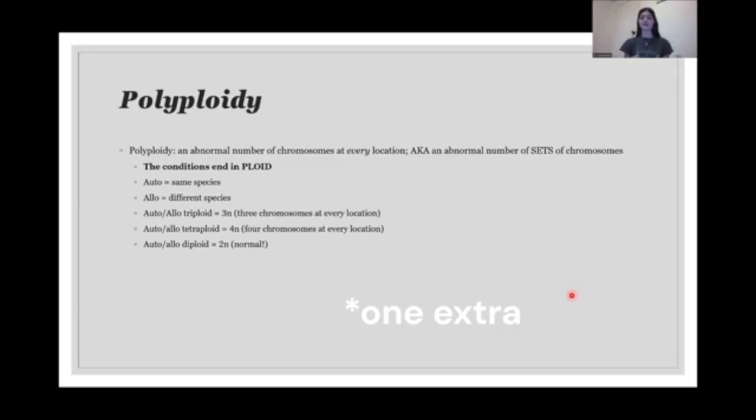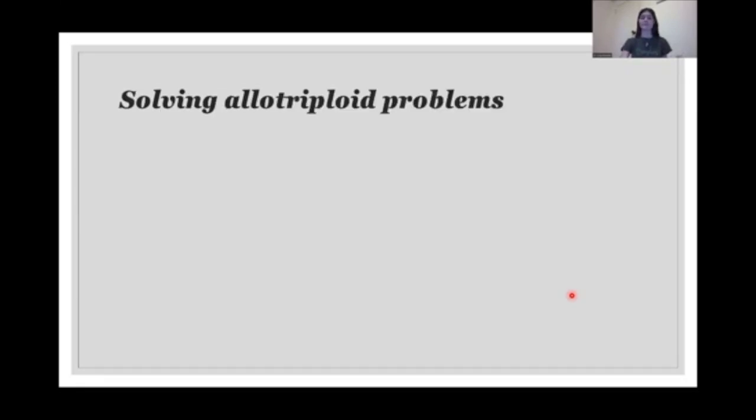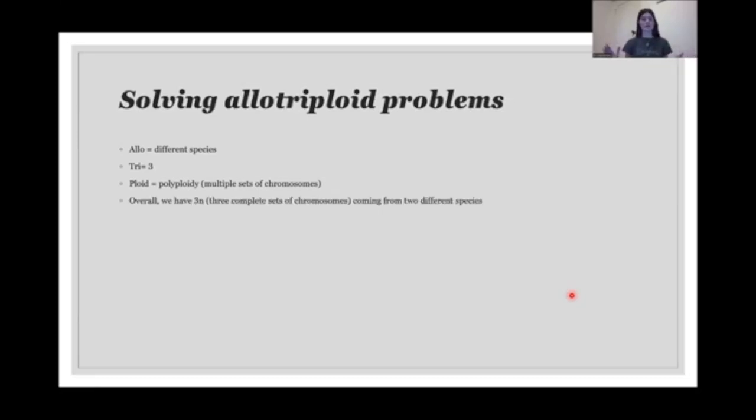So we're going to talk specifically about triploids because there can be a little bit of issues with problem solving here for some students. We're going to talk about how to do that, and then we're going to do an example. Allotriploid, let's break that word up. Allo means different species, tri means 3, ploid means polyploidy, so we're talking about multiple sets. So overall, what we just learned from that word is we have 3 complete sets of chromosomes, and it's coming from 2 different species.